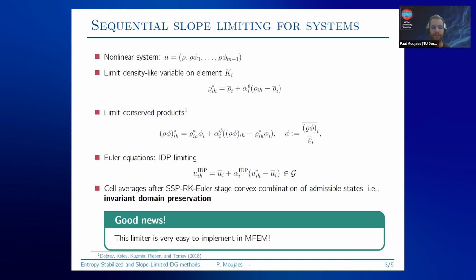maximum principle. And these principles are with regards to the element averages. Furthermore, if we are looking at the Euler equations, which are of this form, we take the already limited solution and limit in a second stage so that also the pressure stays non-negative. And if we do that before each SSP Runge-Kutta Euler stage, we can show that the cell averages of the next time step or after each step are then again in this convex set G.